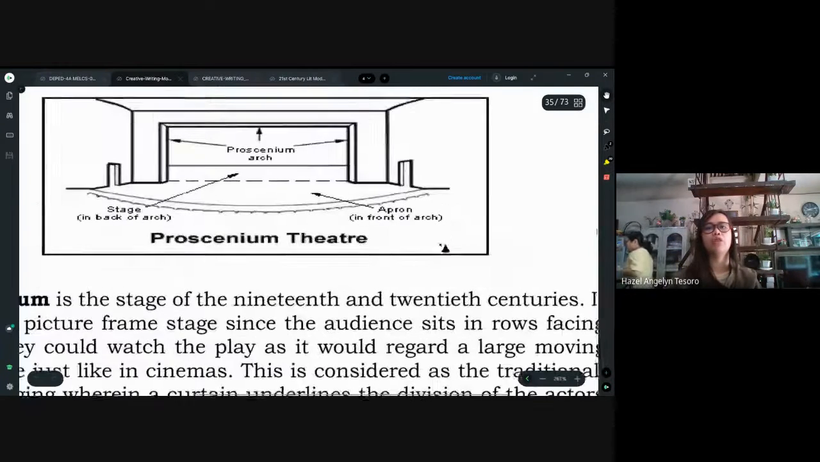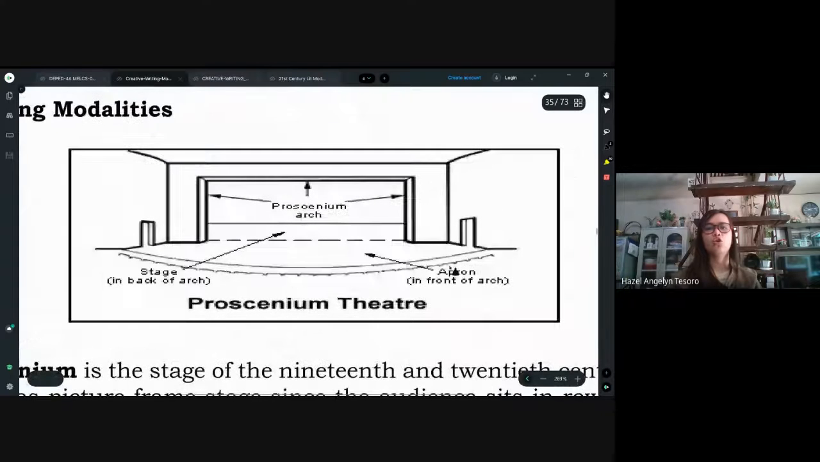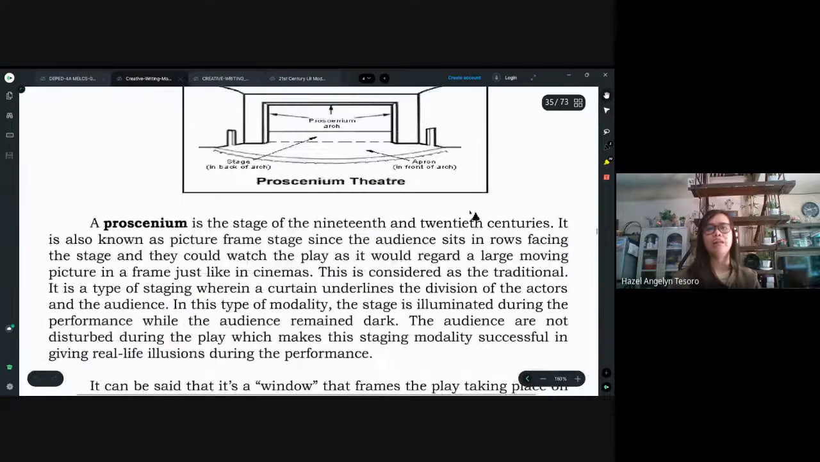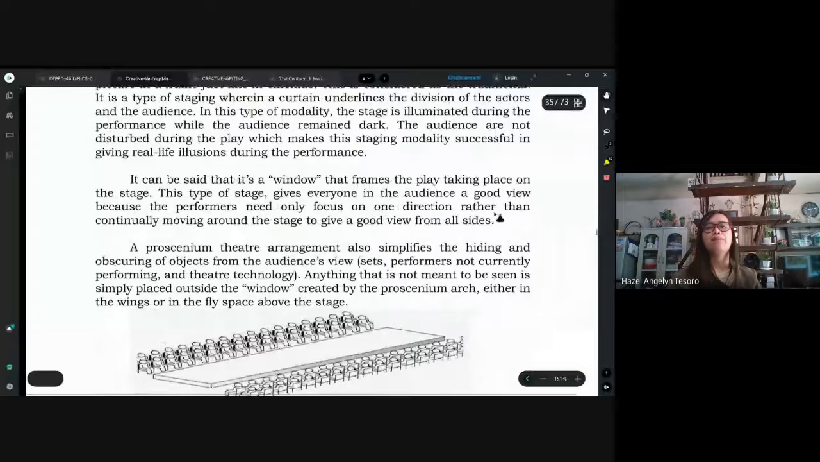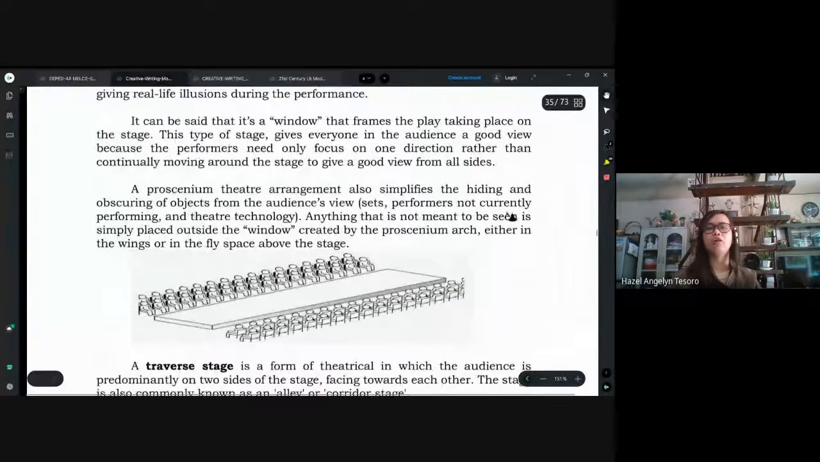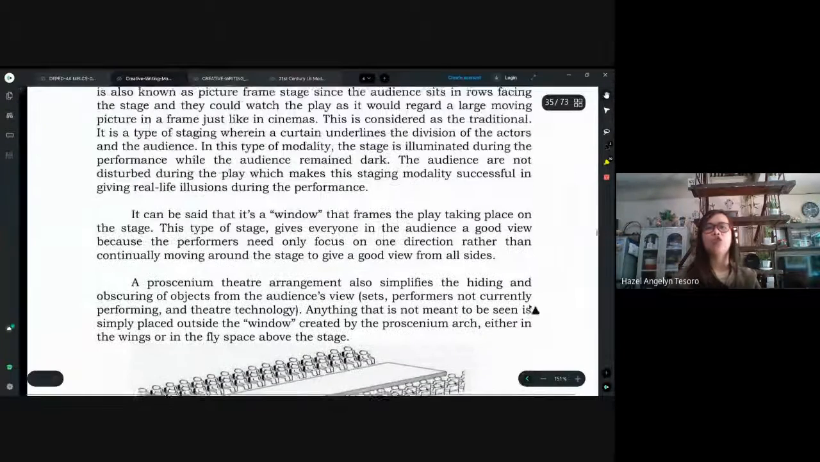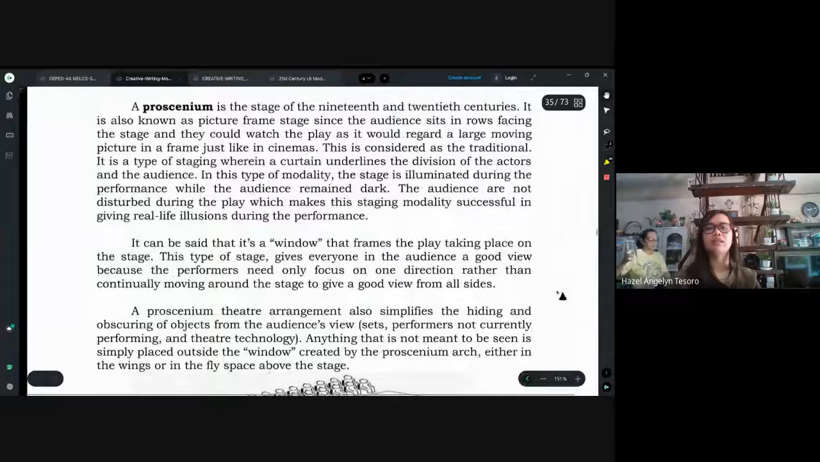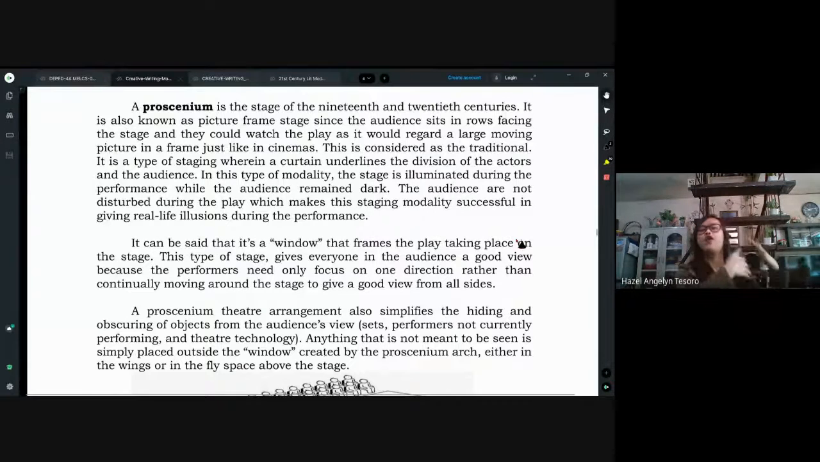I'm giving you a closer look of that proscenium theater. Okay, so ayan. So that's the usual type of stage. Now we're zooming out. A proscenium theater arrangement also simplifies the hiding and obscuring of objects from the audience's view. So sets, performers not currently performing, and theater technology. Lahat yun nakatago from the audience.